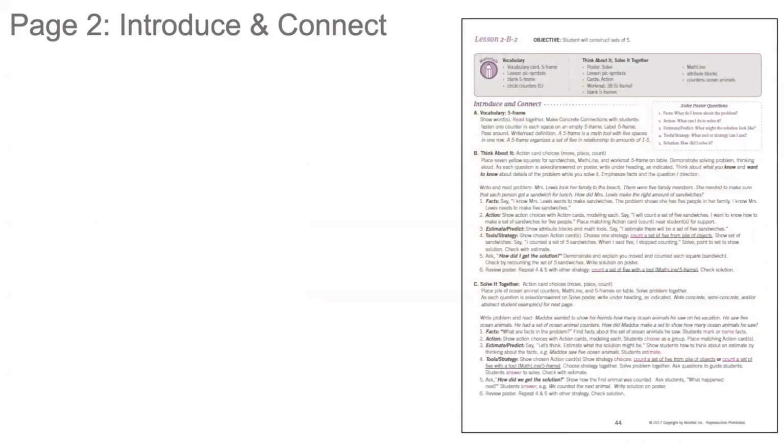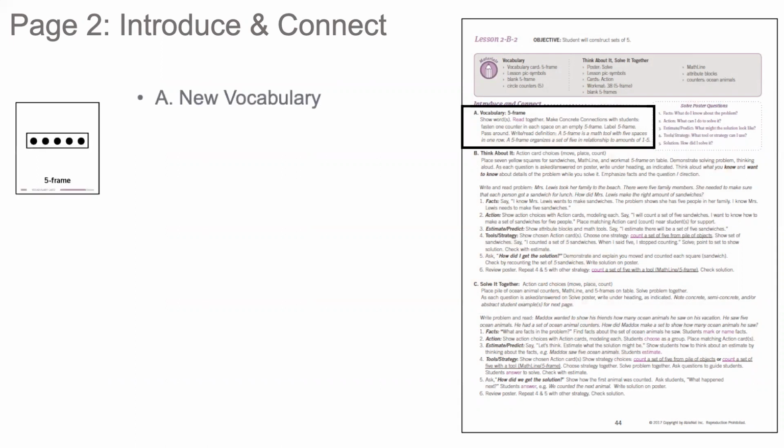Page 2 begins with introducing new vocabulary and connecting the material shown on the first page to a problem-solving point of view. There are 3 activities on this page: vocabulary, think about it, and solve it together. The first activity is vocabulary. This activity introduces and teaches the new vocabulary word directly related to the lesson objective.